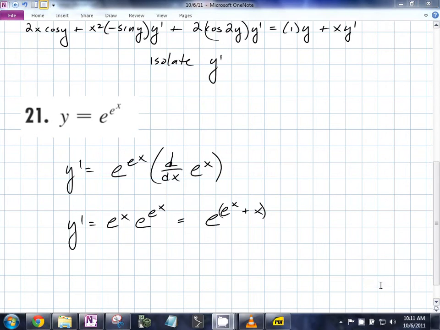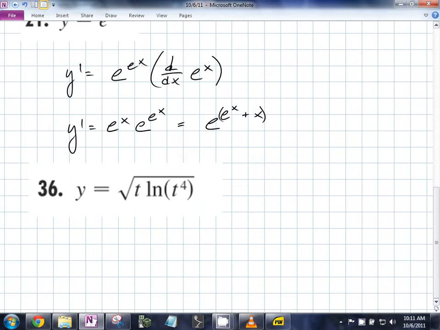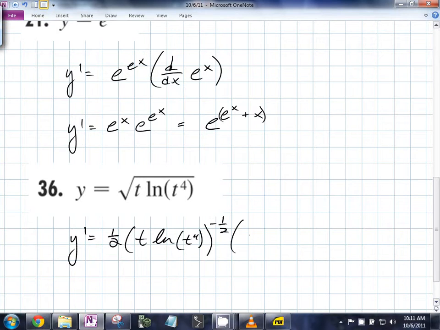Any other? So this one was nice. It was clean because the derivative of e to the x is e to the x. Nice. Because t is a variable. So we're going to do this here. y prime is going to be equal to 1 half of t ln t to the fourth to the what power? Negative 1 half. Times the derivative of what? t ln t to the fourth. t times ln of what? ln t to the fourth.